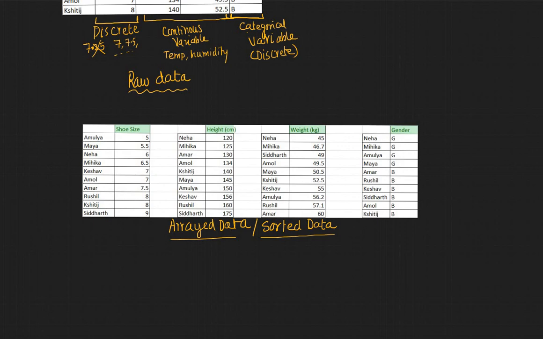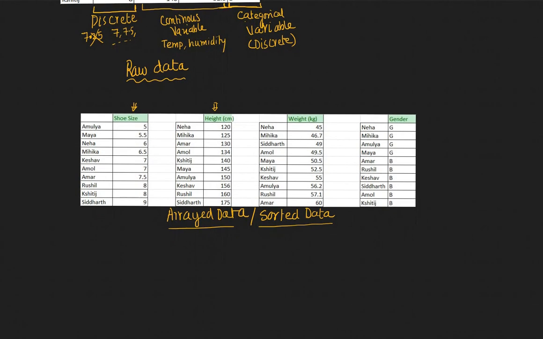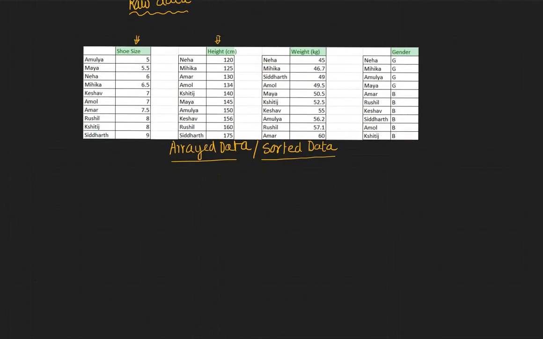Now once we do that, if we want to derive more meaning out of this data, maybe we want to find out how many people are with different shoe sizes, right? And how many people there are with a certain range of height or certain range of weight. So for such kind of analysis, we do something called frequency distribution.